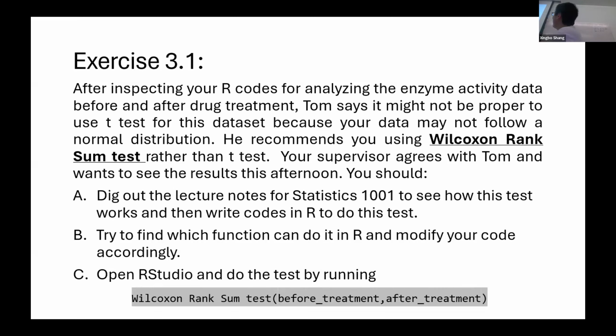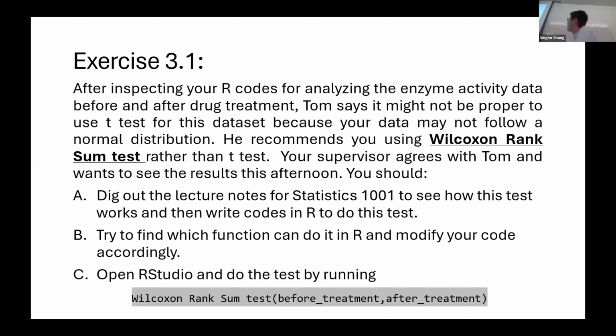So what Tom is saying is that the t-test assumes your data follow normal distribution. It means the t-test has some presumption about your data, but perhaps your data doesn't meet that presumption. So the best practice is to use another test invented by another guy called the Wilcoxon rank sum test rather than a t-test. So your supervisor agrees with Tom, and most supervisors will ask you to show them the results immediately.